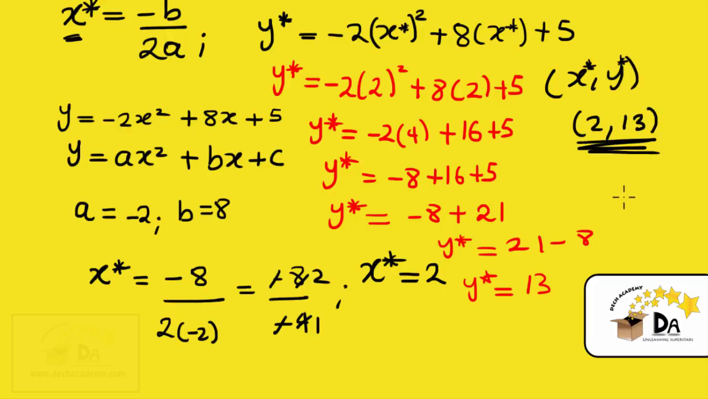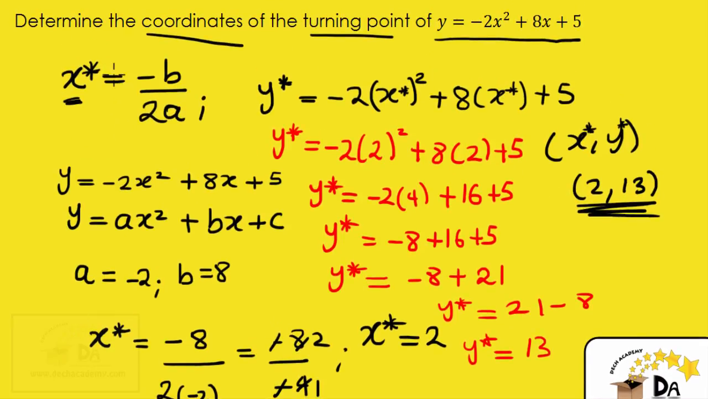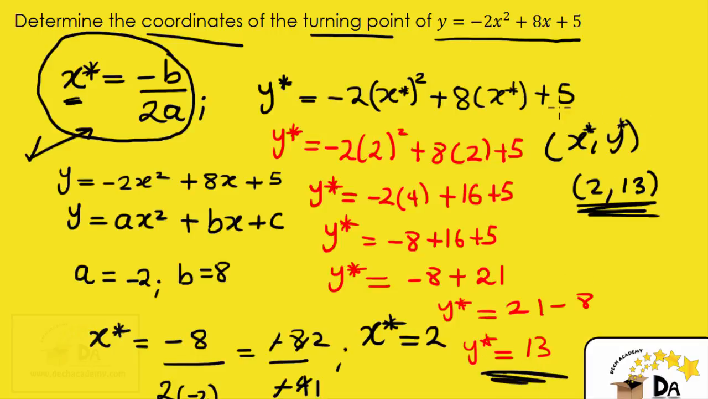Now we have the coordinates of the turning point of our graph. 2 as the x coordinate and 13 as the y coordinate, and that's all. So the key thing to remember when determining the coordinates of turning points is you have this formula to determine the x coordinate. It's easy to remember, and you need to remember the formula. Once you know the x coordinate, you determine the y coordinate by replacing x in the equation with x asterisk, and you get the y coordinate of the turning point, and then your coordinates are complete and you're done.